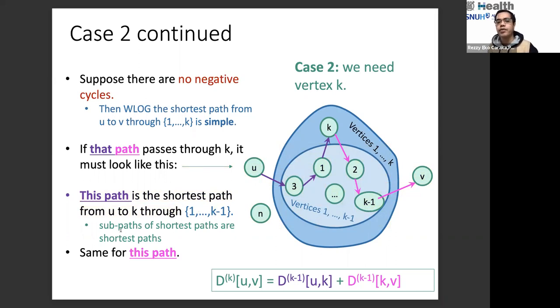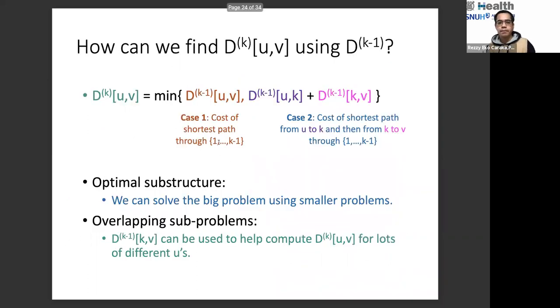So subpaths of shortest paths are shortest paths. It is similar to this path. So this is the general equation for solving this. You can use d_k(u,v), which equals d_{k-1} with the criteria of u and the k step or the vertex, plus d_{k-1} with the other factor k with v. So this is our general equation for solving the dynamic programming. Sometimes we can derive this value from this information. How can we find d_k using d_{k-1}?